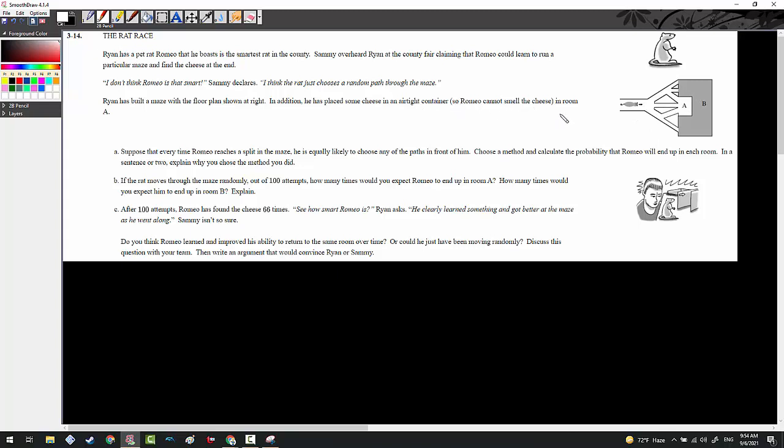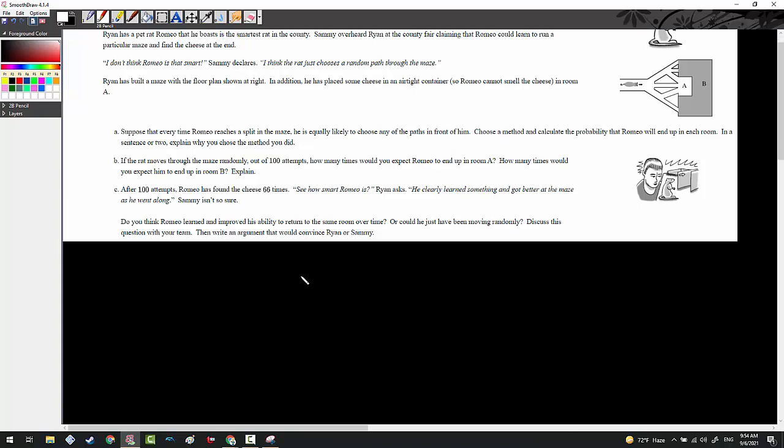Okay, so basically, we're not going to use smell tracking in order to figure out what room he ends up in. Okay, it says, suppose every time Romeo reaches a split in the maze, he is equally likely to choose any of the paths in front of him. That's important. And so choose a method to calculate the probability that he'll end up in each room. And then let's go and just use the tree model. And we can explain why the tree model, because one, it already looks like a tree. Second of all, that's the point of this chapter.